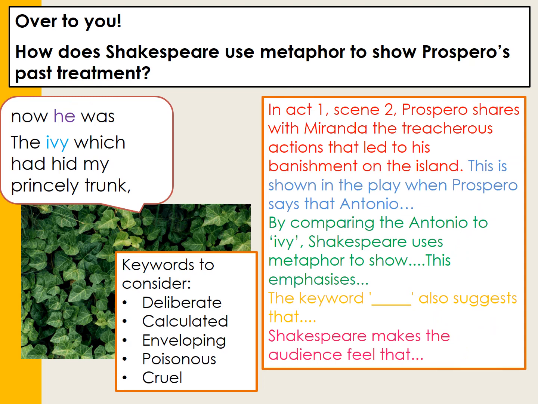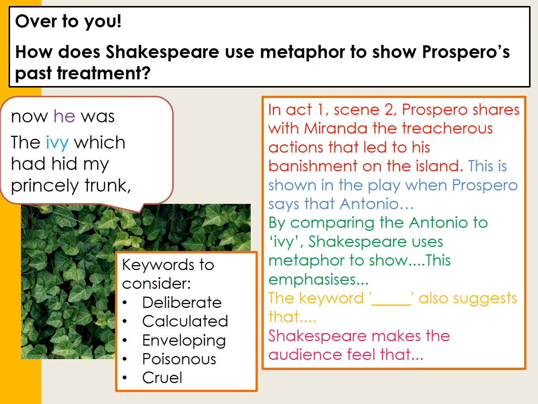Over to you then. So, impress me. How does Shakespeare use metaphor to show Prospero's past treatment? Now, the quote that I'd recommend you use for this is the metaphor about ivy. So when Prospero says that Antonio was the ivy which hid my princely trunk. Okay, that's the one I'd recommend you use.